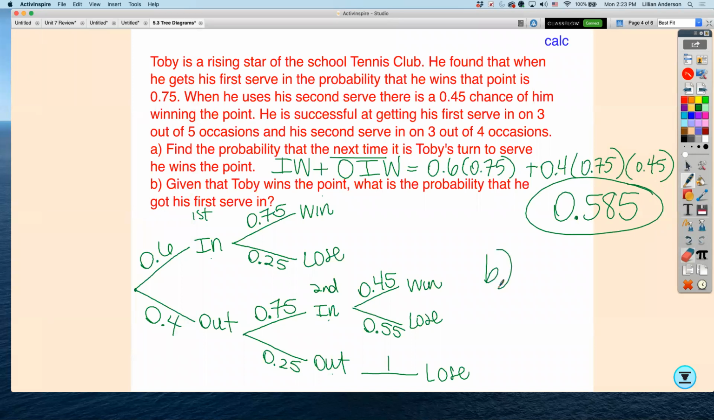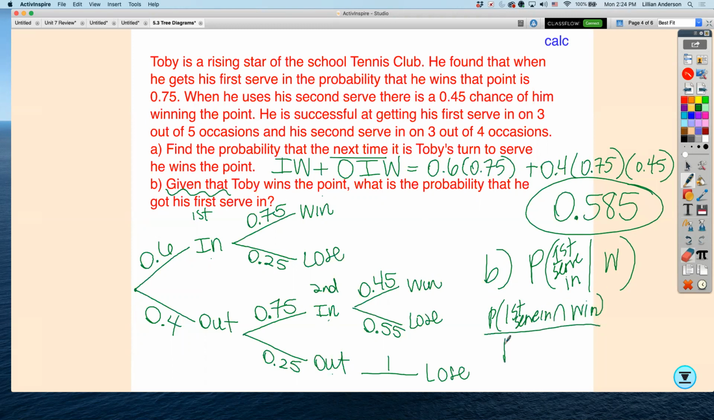So then for part B, it says, given that Toby wins the point. Given that, what does that mean? Conditional probability. So given that he wins the point, what's the probability that he got his first serve in? This is how we would set it up. First serve in, given that he wins the point. Well, that will be the intersection between first serve in and win over the probability that he wins the point.